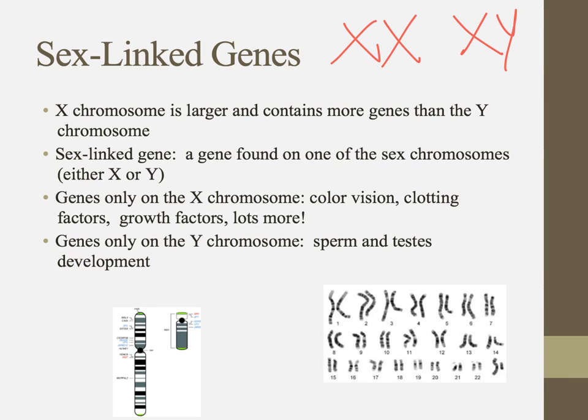What's interesting about the X chromosome is it's a lot bigger. Here's the X chromosome, here's the Y chromosome, and not only is it physically bigger, but it contains a heck of a lot more genes. So thousands of genes on this X chromosome. Some examples include the gene for color vision, clotting factors, growth factors, a whole lot more. Here on the Y chromosome, we're talking about sperm development, testes development, etc. So it's tough to call these homologous chromosomes because they're really not. They don't contain the same genes. They just happen to determine our gender.